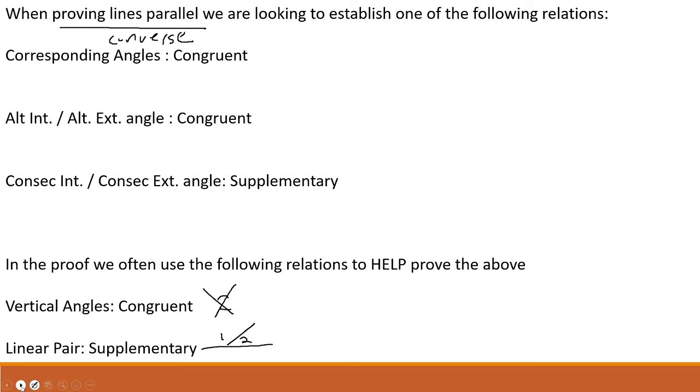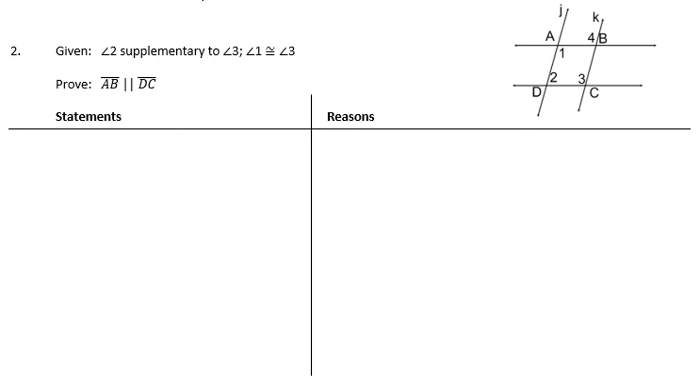So let me show you one in action here. We're given that angle 2 is supplementary to angle 3, so we know that angle 2 plus angle 3 adds to 180. And we're given that angle 1 is congruent to angle 3, and we want to prove that AB, this top line, is parallel to DC, this bottom line. Now, we do not know that J is parallel to K. All we know is what's given to us up here. So I'm going to do a little bit of shorthand here. I'm going to say that is my given, just to save some time on the video.